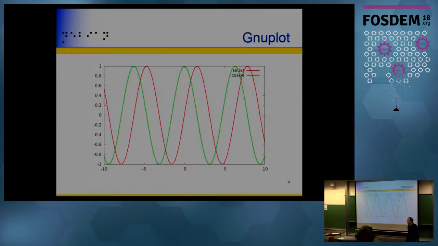Just to make a quick poll, what do you think is the accessibility problem of this? What is the problem with GNU plot? The colors. Red and green is the worst choice of colors, because a lot of people can't distinguish them. About 8% of male people cannot distinguish between the two, or at least have problems. And with GNU plot 5, they improved this.